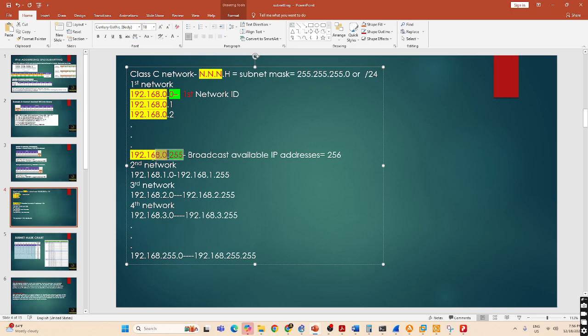And what is the broadcast ID? In case you receive any broadcast frame, sorry, broadcast packet, right? Like 255.255 something, if you receive any broadcast packet, it will advertise to all the IP addresses in this range. Whatever IP addresses are available in this range, it will advertise to all of them, I mean, the nodes which are connected. So it will advertise to all.